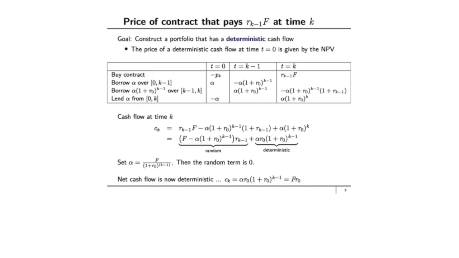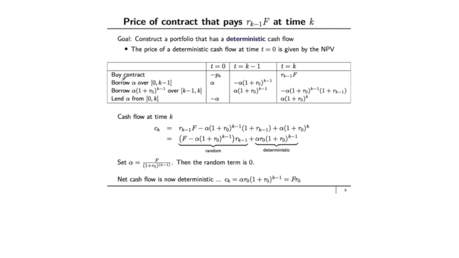So what I'll first do is construct a portfolio whose cash flows are deterministic. All the randomness will be gone. Once I have a deterministic cash flow, I know exactly how to price them. I just have to use the net present value, but net present value using R0, which is the interest rate right now. So here's how I construct the portfolio.